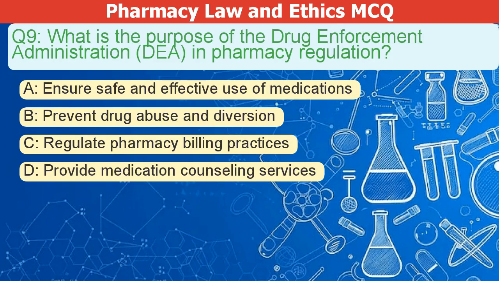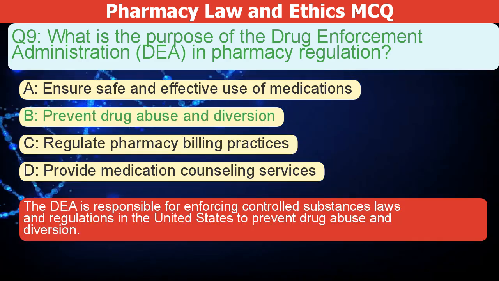What is the purpose of the Drug Enforcement Administration, or DEA, in pharmacy regulation? A. Ensure safe and effective use of medications. B. Prevent drug abuse and diversion. C. Regulate pharmacy billing practices. D. Provide medication counseling services. The correct answer is B. The DEA is responsible for enforcing controlled substances laws and regulations in the United States to prevent drug abuse and diversion.